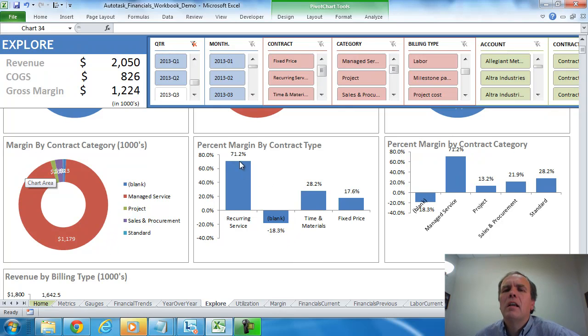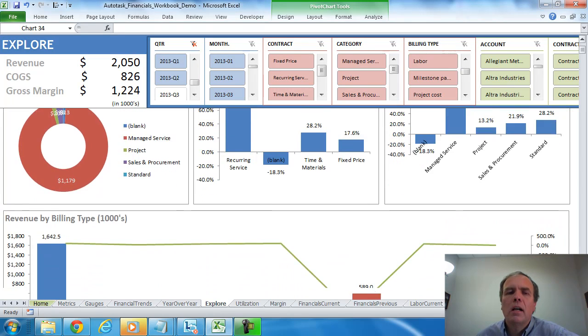So here, it's a 71% margin on my recurring service work. Do I want to be doing a lot of fixed price work and keeping 17%, or do I want to do more recurring service work where I get 71%? It gives you that comparison and that breakdown when you're looking at data like this.